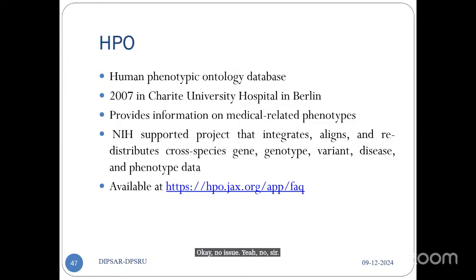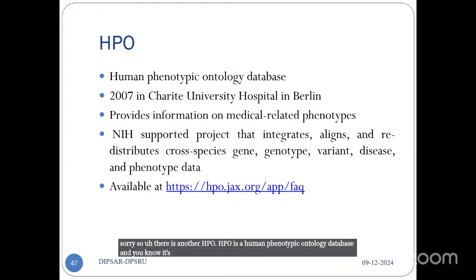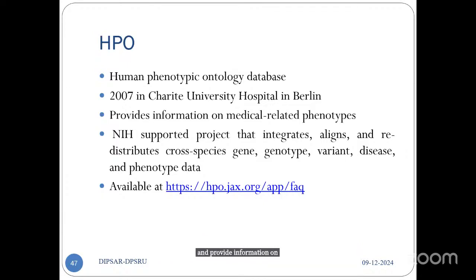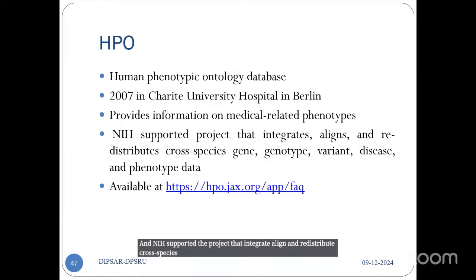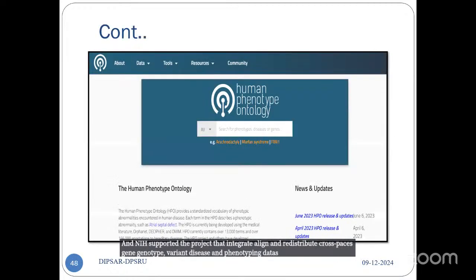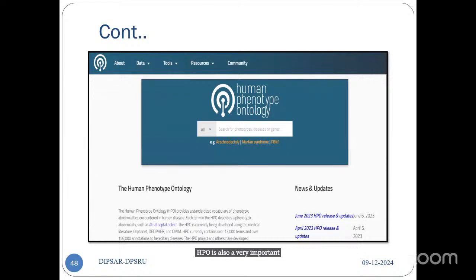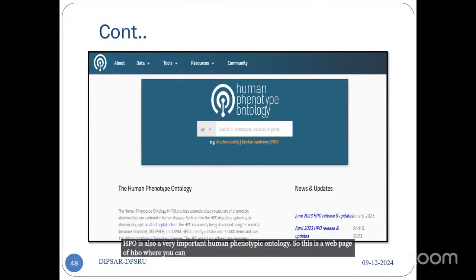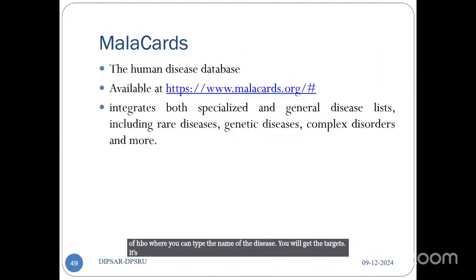Thank you, sir. Sorry. So there is another database, HPO. HPO is the Human Phenotype Ontology database, established in 2007 at Charité University Hospital in Berlin, and it provides information on medical-related phenotypes. NIH supported the project that integrates, aligns, and redistributes cross-species gene, genotype, variant, disease, and phenotypic data. So HPO is also a very important human phenotype ontology. This is the web page of HPO, where you can type the name of the disease and you will get the targets. It's very easy to use.